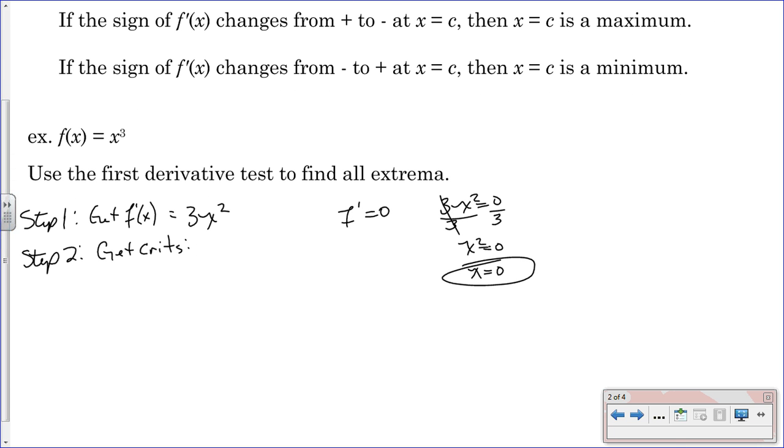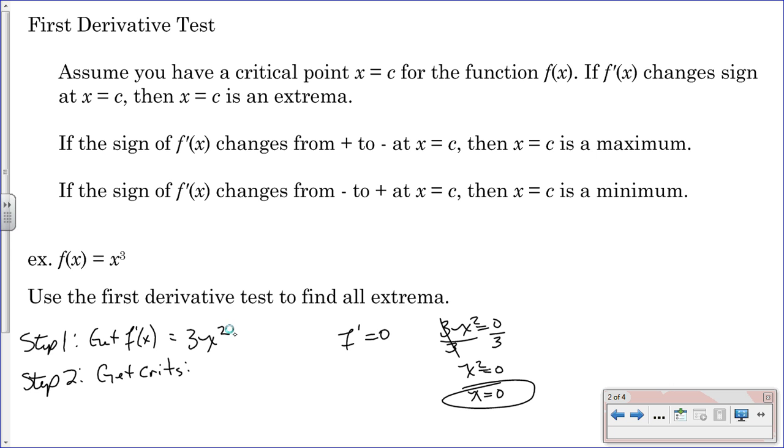All right, so let's draw out a number line. Let's give it some arrows. You want to plot your critical points, in this case just 0. I'm going to put a star above the critical point. Now what you want to do is you want to test a point to either side.